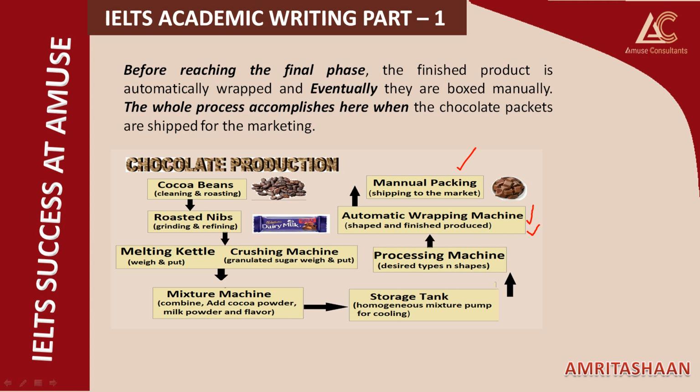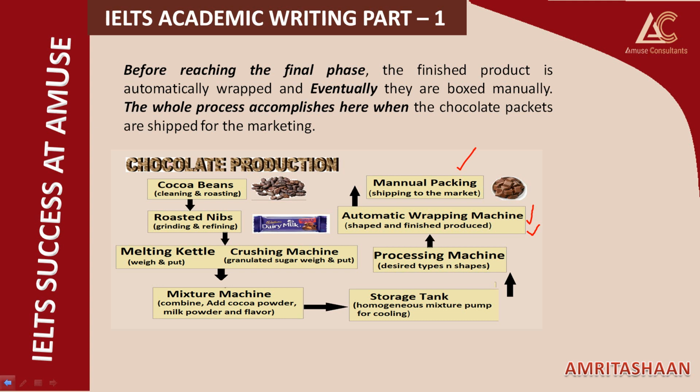Final stage. Eventually, they are boxed manually. So they are saying that shipping to the market, manual packing. Manual packing means they are boxed. So eventually they are boxed manually, and the whole process is accomplished here when the chocolate packets are shipped for the marketing, and the process is ending here because the packets are going to the market. The packets are being shipped to the market for their sale.